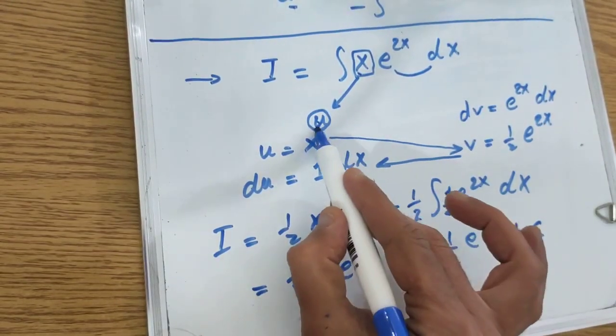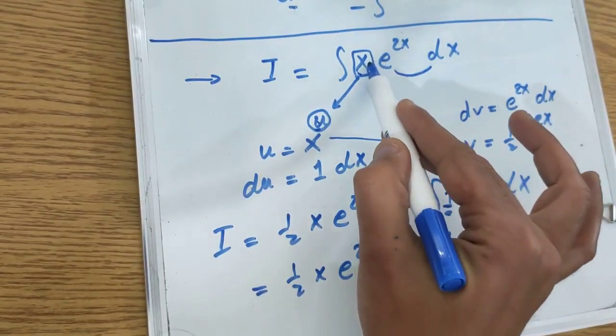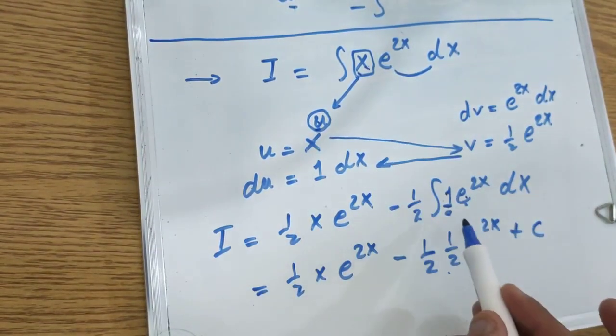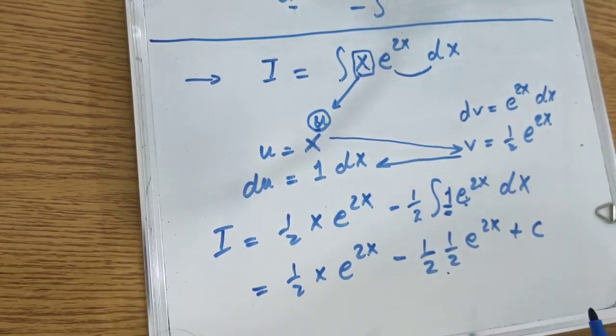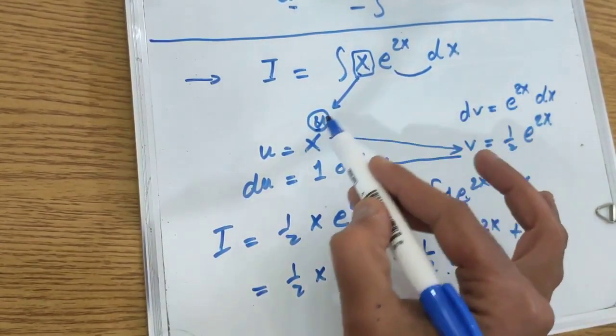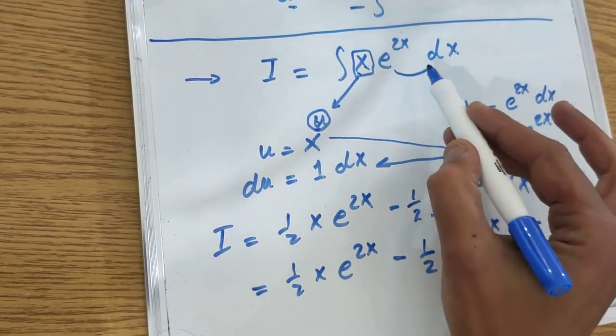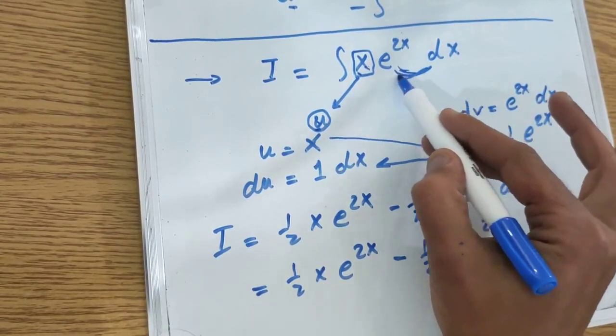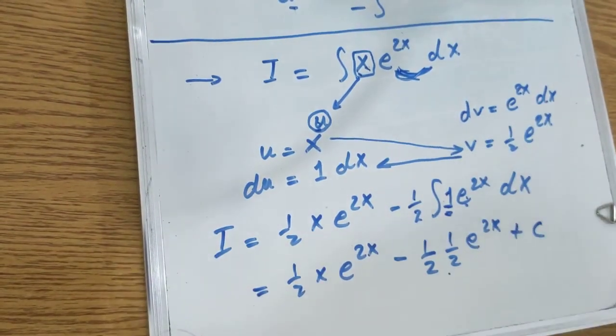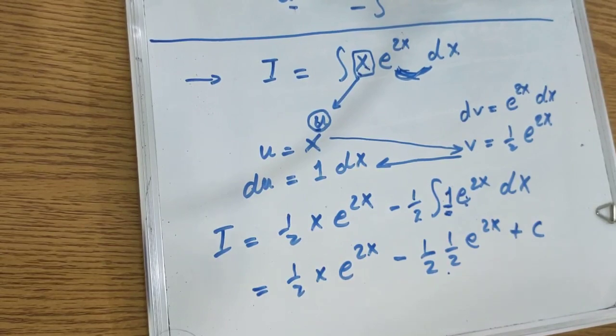So the selection of u depends on whether the derivative of one of the functions makes the integration easy to evaluate. If so, we select this function to be u, but we must be sure that the second function can be integrated to calculate v.